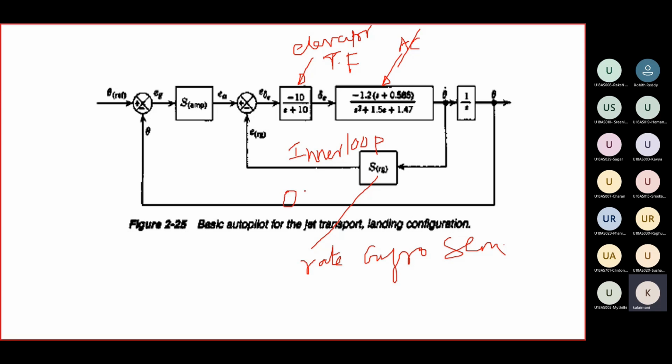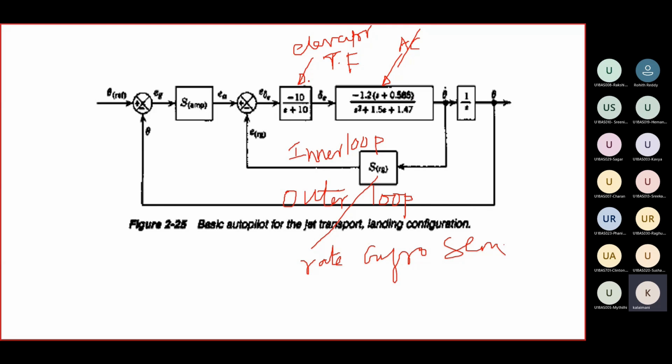This is your outer loop. We will sketch the root locus for the inner loop as well as the outer loop of the basic autopilot for a jet transport aircraft. Then we came to know what is essential about the rate gyro sensor, and why we incorporate velocity rate feedback. After that we try to sketch the response of the system with rate feedback and without rate feedback.